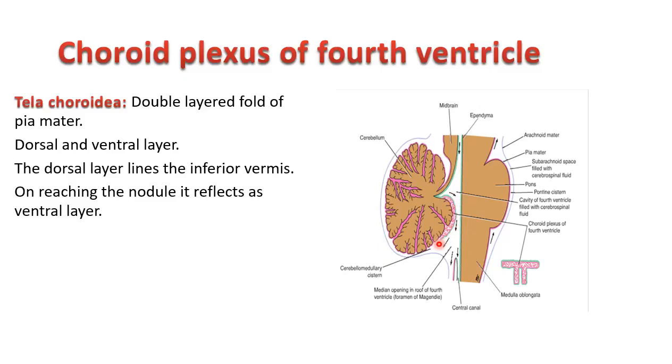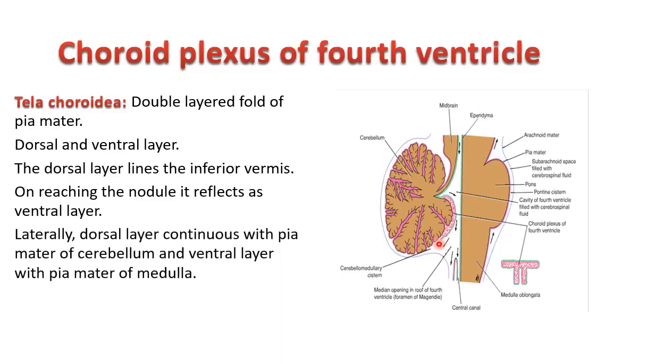You're able to understand. Then laterally, if you trace the dorsal layer, naturally it will be continuous with the pia mater of the cerebellum, and the ventral layer will line the pia mater of the medulla, mainly your inferior cerebellar peduncles. So between these two layers only the choroid plexus projects.